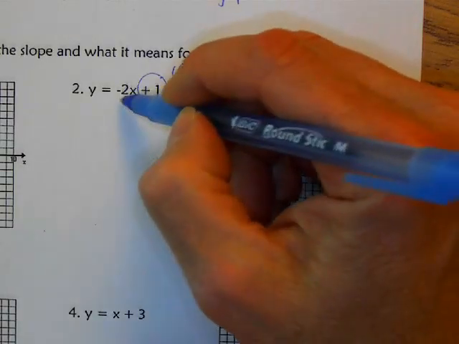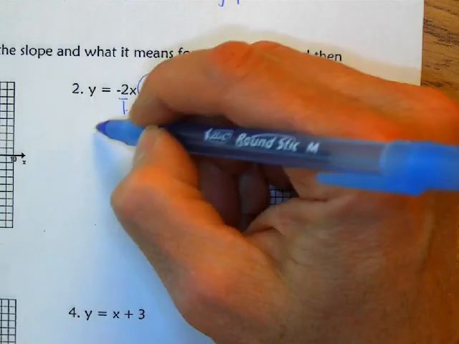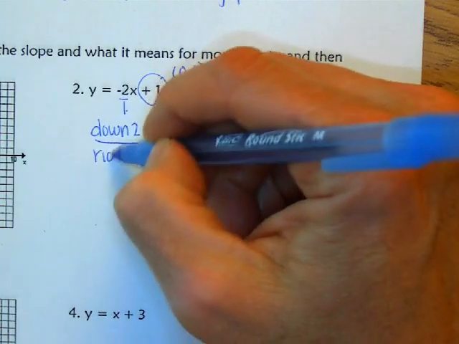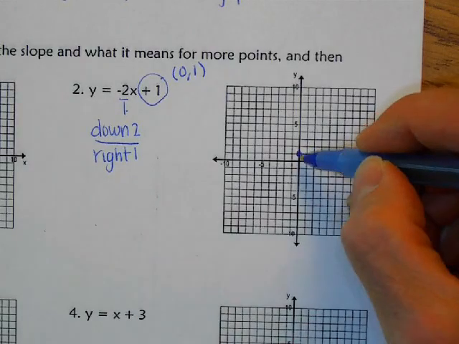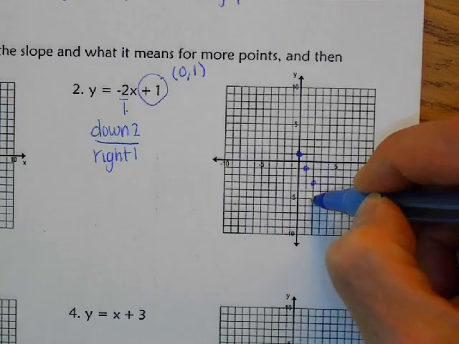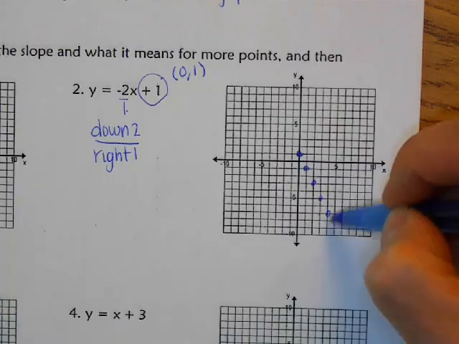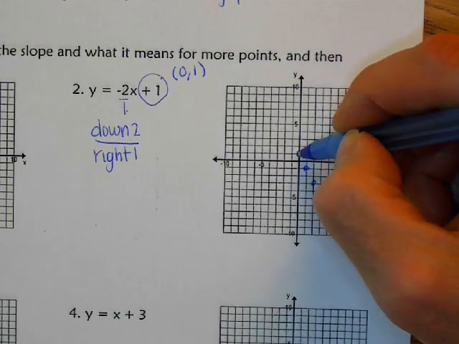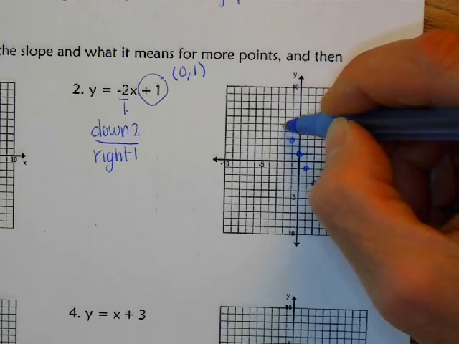Then, since it's a whole number, well, negative number, I'm going to put a 1 underneath it. This time it's negative, so I'm going to go down 2, but still to the right 1. So from the dot that I drew, go down 2 to the right 1. Down 2 to the right 1. And you can keep repeating that pattern for as long as you want, and then go backwards. So go back to the beginning, go up 2, back 1, up 2, back 1.